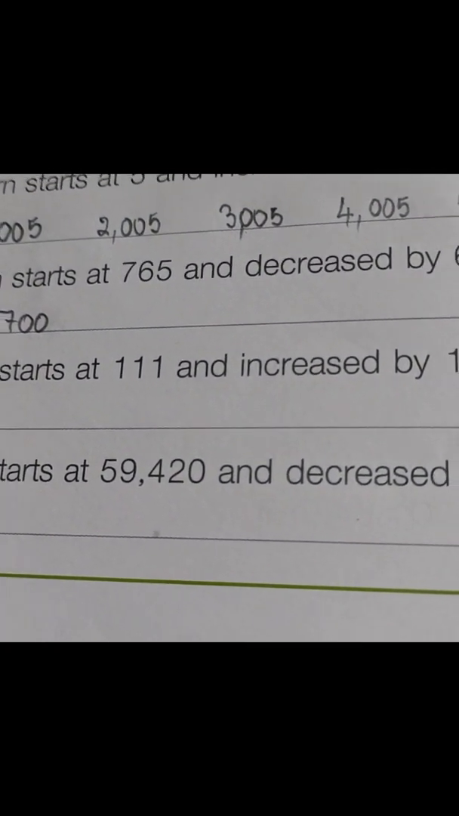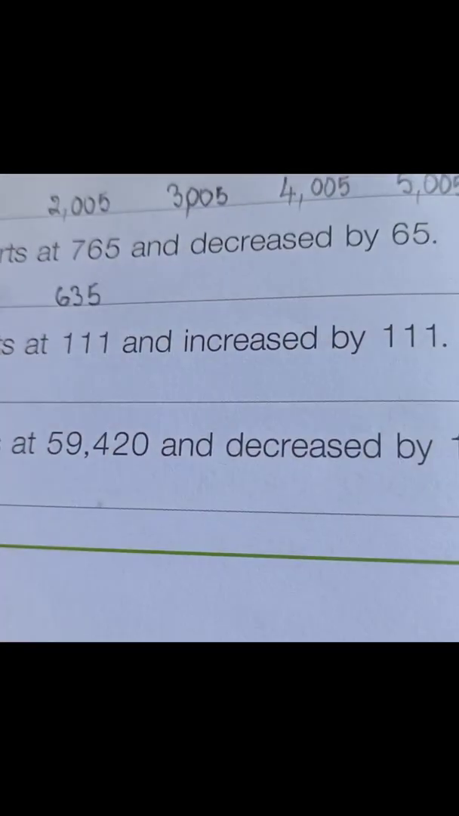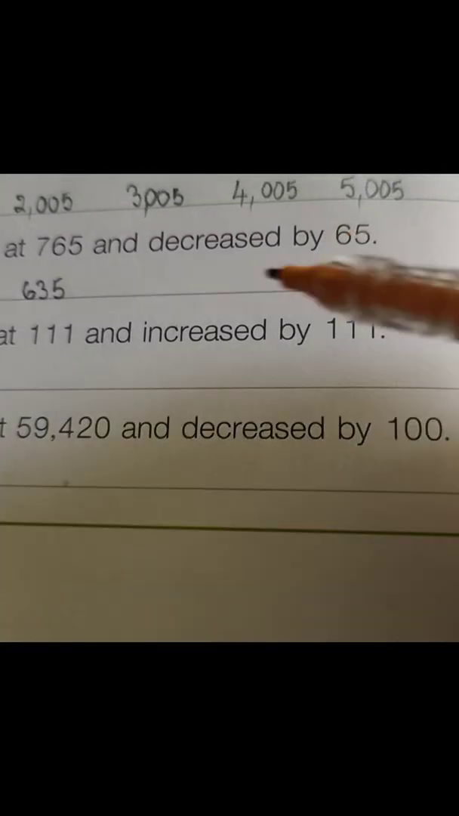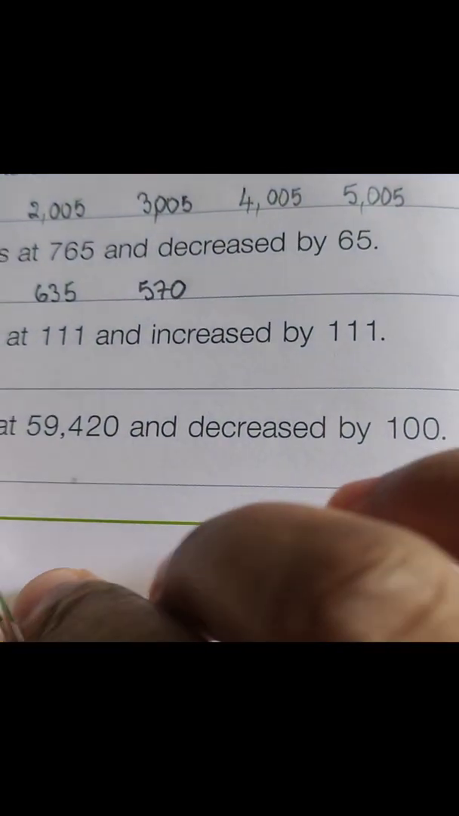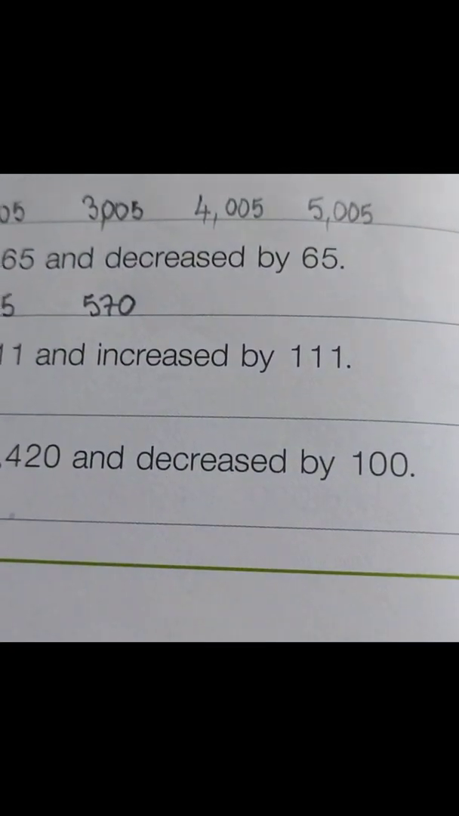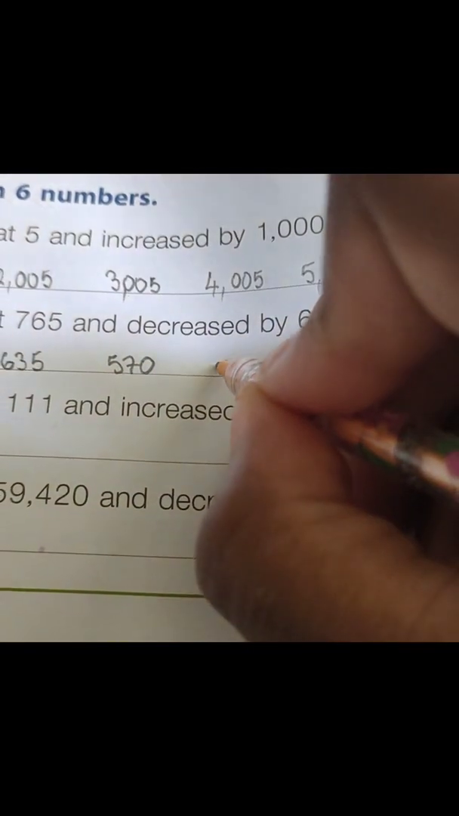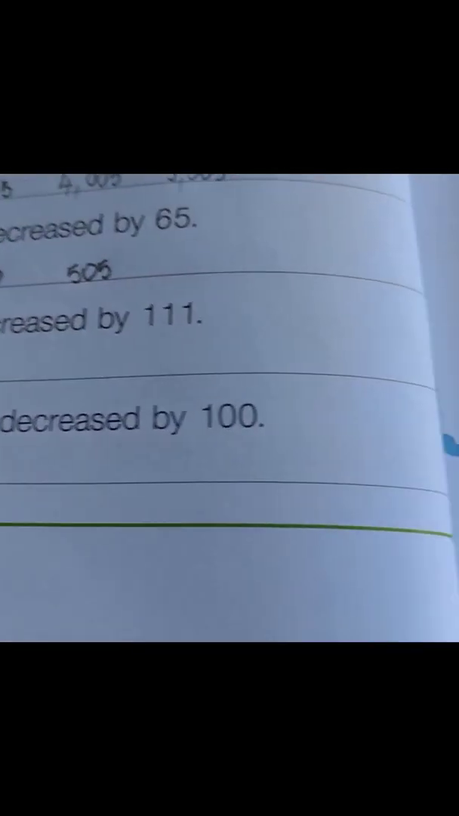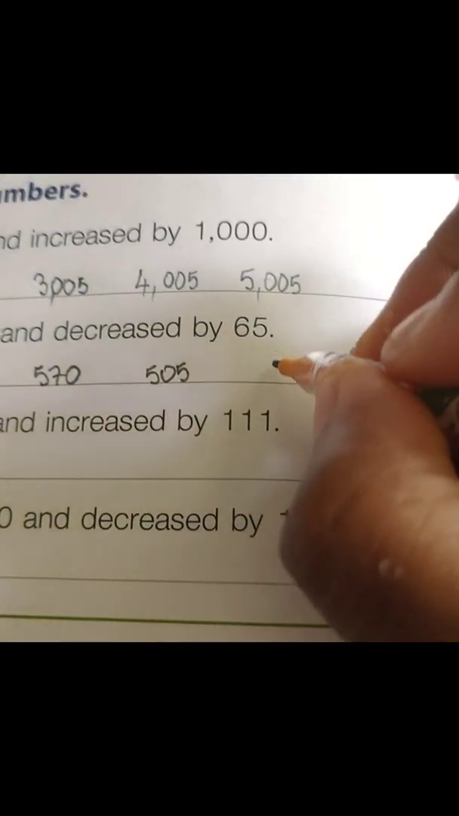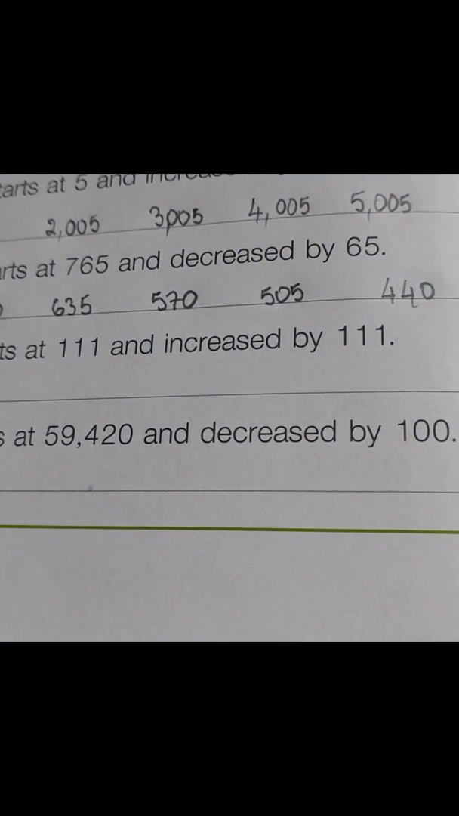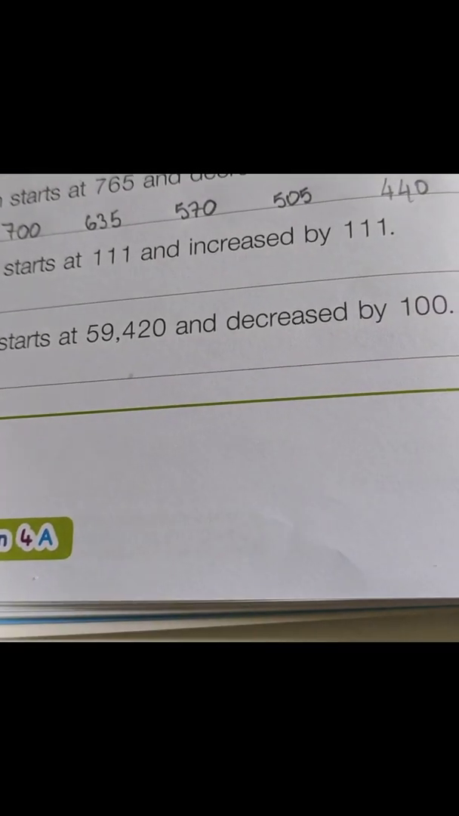Minus 65 again will give us 635. Minus 65 again will give us how many? 570. How many numbers do we have? 1, 2, 3, 4. We have to do a pattern of 6 numbers. So minus 65 again will give us 505. And finally, we will have 440. Okay? So you do number 3 and number 4.